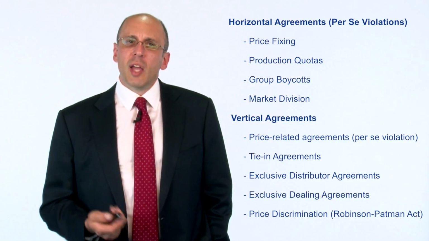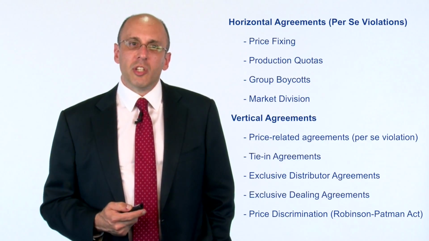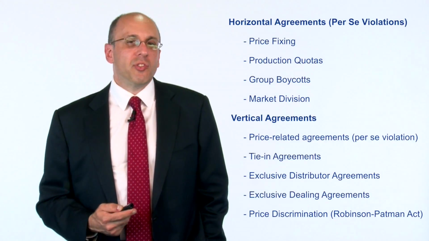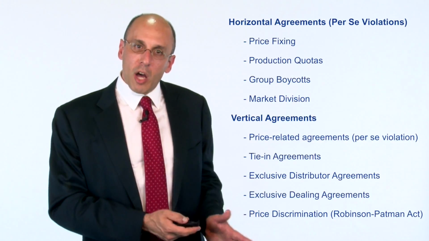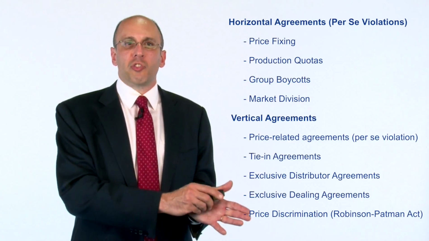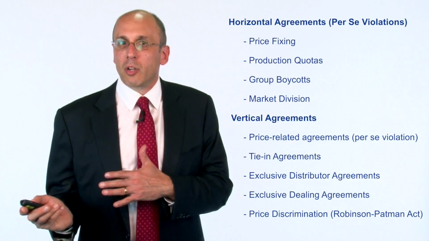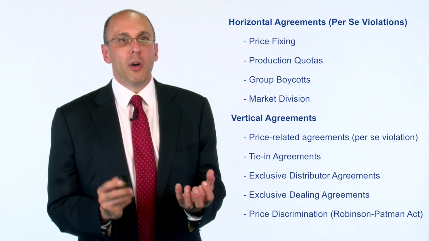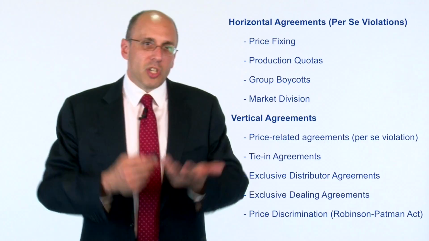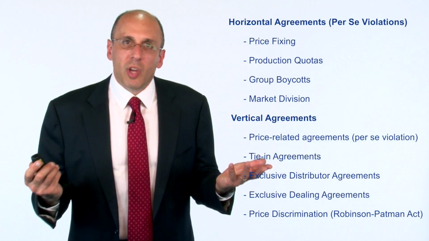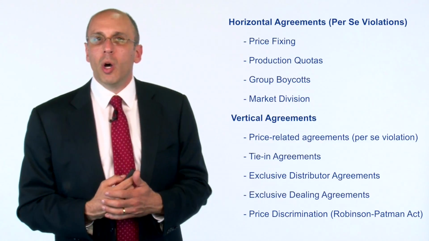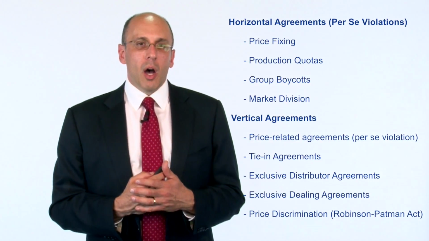Now, there are several types of vertical agreements that might raise antitrust concerns. There are tie-in agreements whereby a seller agrees to sell one product to a customer, but only on the condition that the customer also purchases another product. So bundling together multiple products can potentially be a violation. Now, bulk discounts, however, are fine. So again, it depends on how it's done.